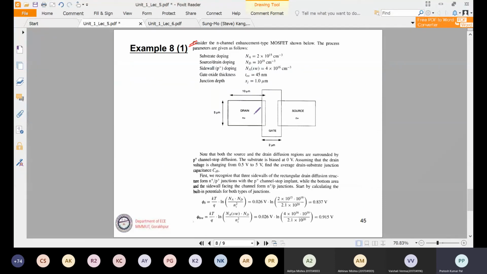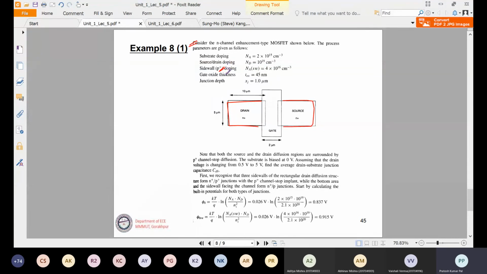These are the different parameters that are given. The length and width are given on the drain side, similarly it will be on the source side, and the channel length is already given. From there we can find out the rest. We see that NA and ND are given, and NA side wall. These are the side walls of the drain and source region, and these side walls have a doping of NaSW, the side wall doping. It is a P plus doping.